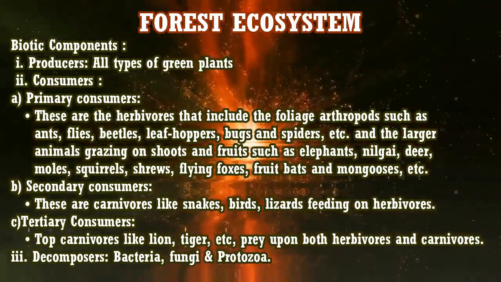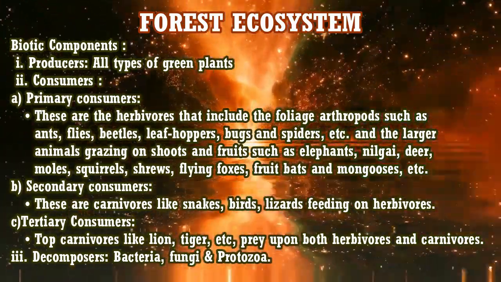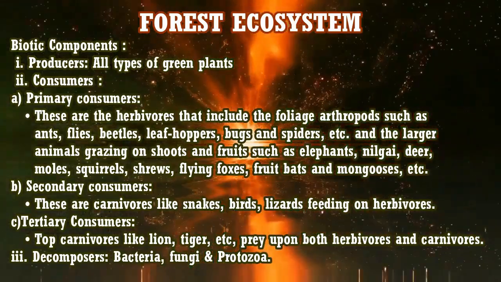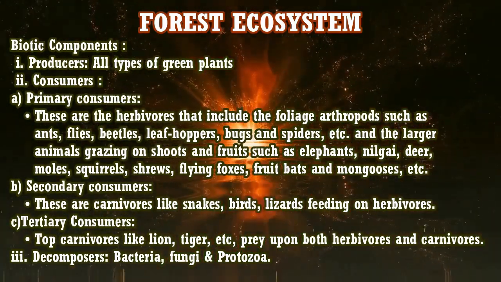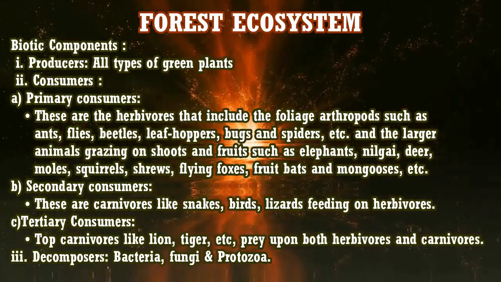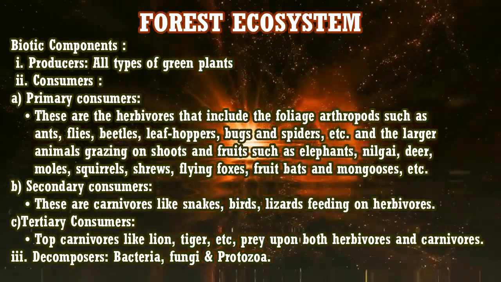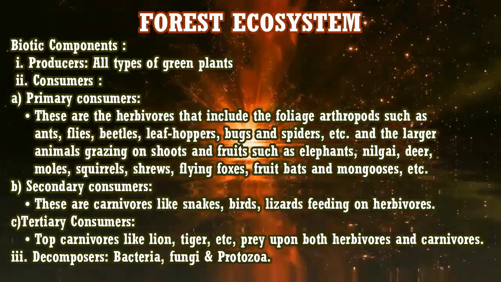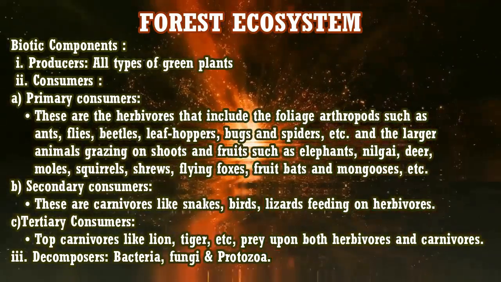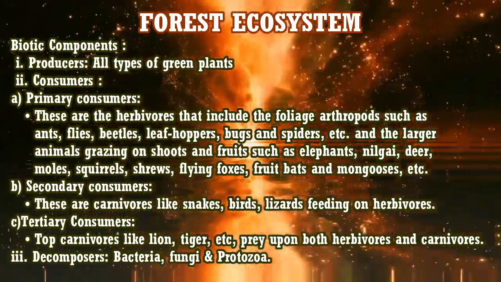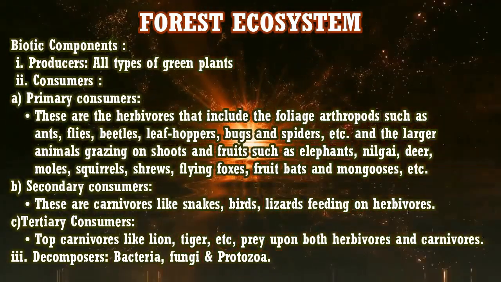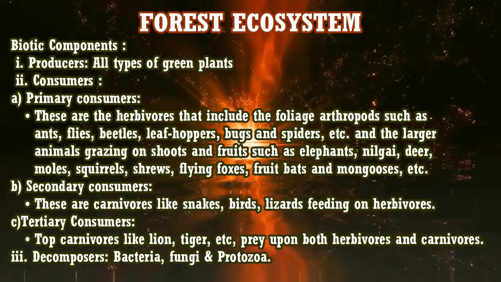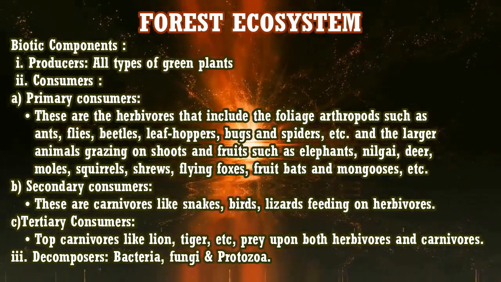Next come the tertiary consumers. I have already discussed that they are the top carnivores, and they include lions, tigers, etc., which can prey on the herbivores as well as on carnivores. A lion can eat a nilgai, a cattle, as well as a fox. So it depends on what the lion will eat, but it can eat both. It can feed on secondary consumers as well as primary consumers.